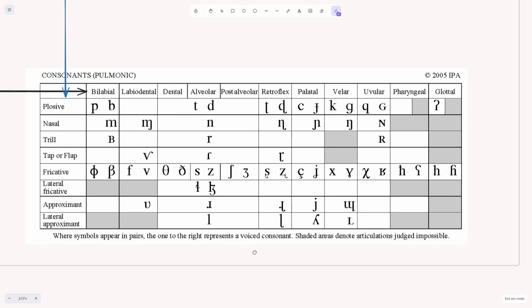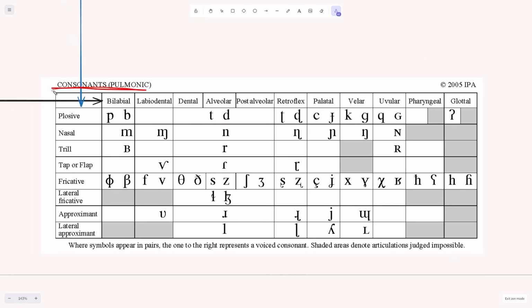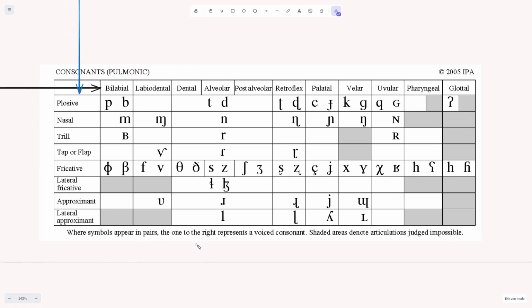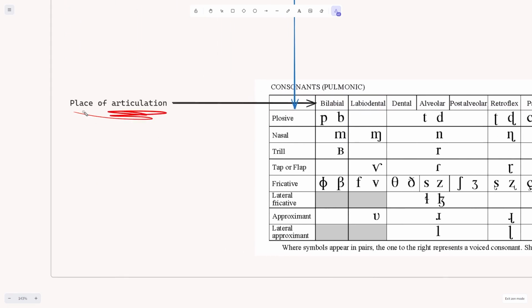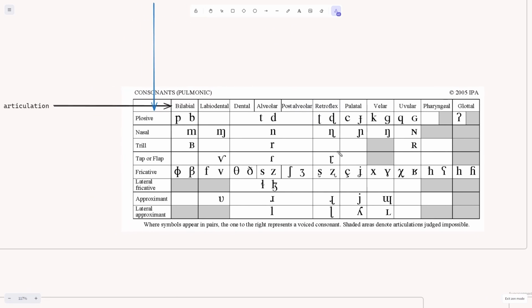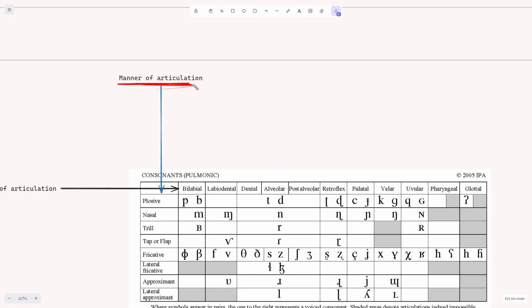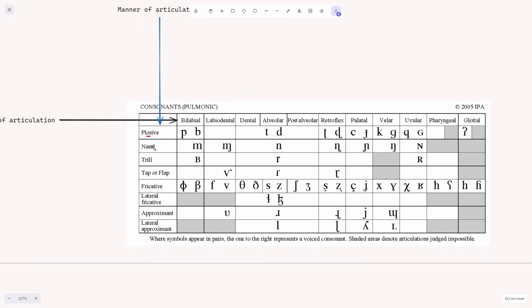Now, let's talk about the structure of the IPA. First, we'll talk about the pulmonic consonants. How is this chart built? First of all, in the horizontal axis, we can see the place of articulation. This describes where in the vocal tract the sound is produced. On the vertical axis, we see the manner of articulation, which describes how the sound is produced.